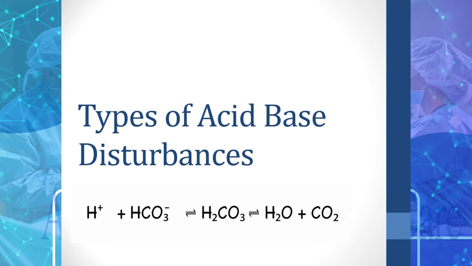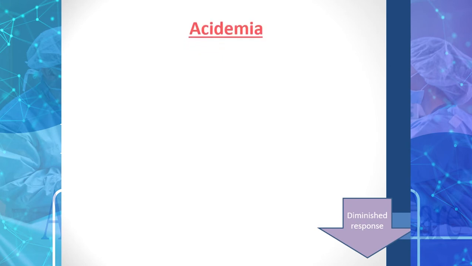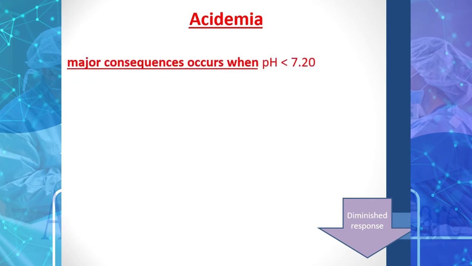Now, types of acid-base disturbances. Of course, it is acidosis or alkalosis or mixed disorders. What we want to know is the effect of acidemia. Acidemia and alkalemia. Acidemia means that the pH is less than 7.35, and for ABG interpretation it will be less than 7.4. We need to mention that the major consequences of acidemia will occur when the pH is less than 7.2.